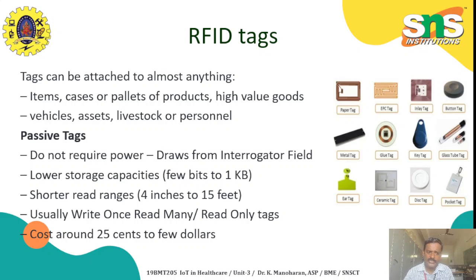We have two types: one is passive tags and another is active tags. First we can see passive tags. Passive tags do not require any power. No power should be applied to passive tags; they draw the power from the field itself. Due to the absence of power, the storage capacity is very low. It can hold a few bits to 1 kilobyte. A maximum of 1 kilobyte of data can be stored in passive tags. We need to store some unique numbers to identify, so that's why we use these memories to store the values.